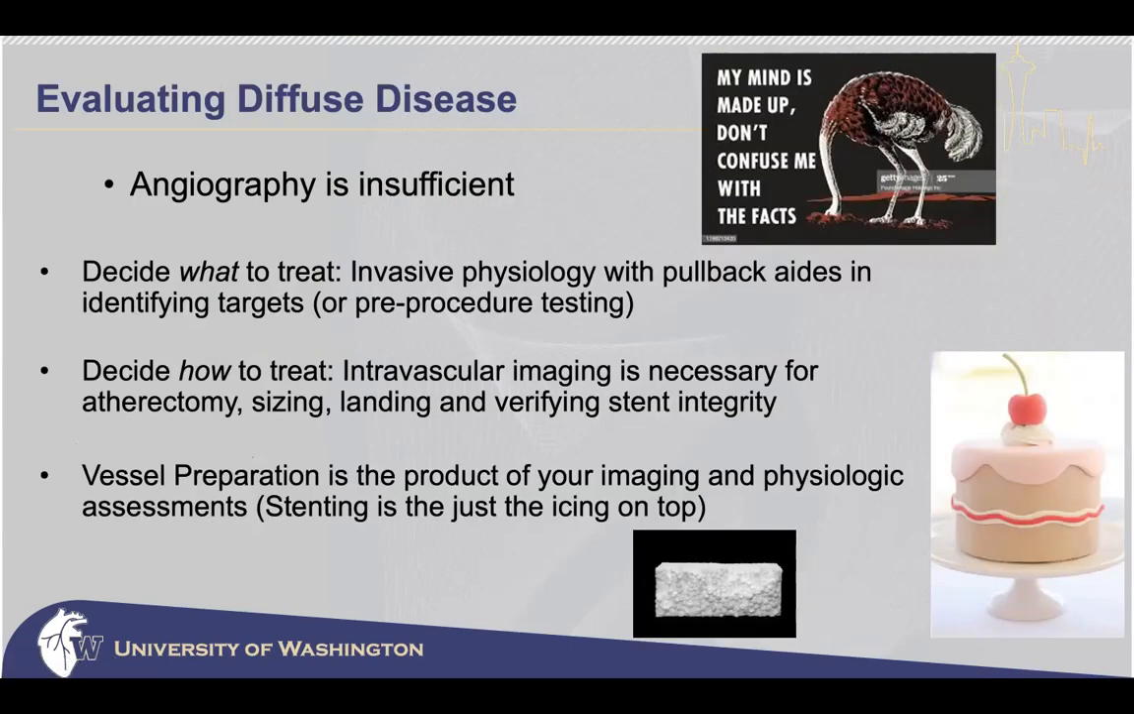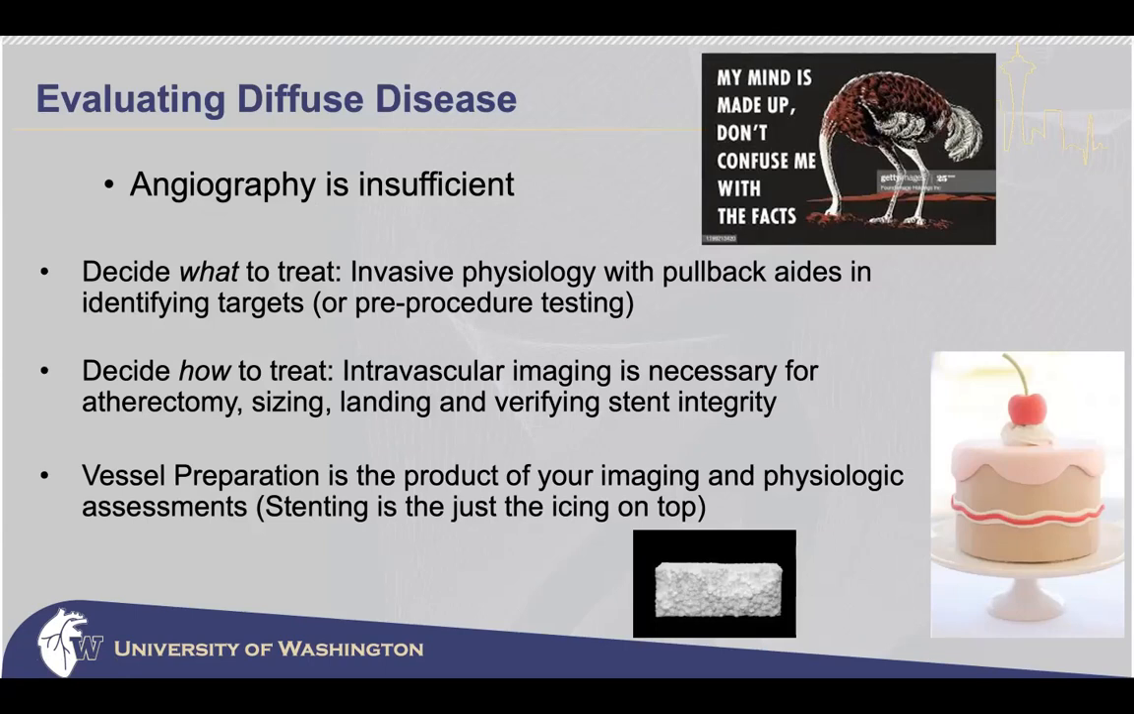So it all starts with evaluating diffuse disease. I think the more we learn, the more we know angiography is insufficient. So to help us decide what to treat, invasive physiology, and particularly with pullback in these long segments of disease, can really help us identify the target. In many of those segments, it visually may not appear very significant, but that long calcified lesion might be more physiologically relevant to the patient than something that's juicy and easy to pick off in 10 minutes and get out of the lab.